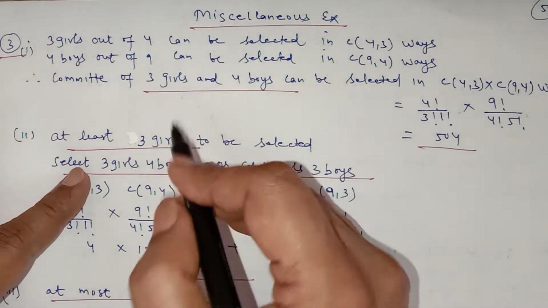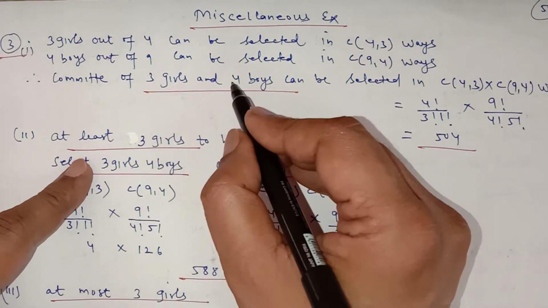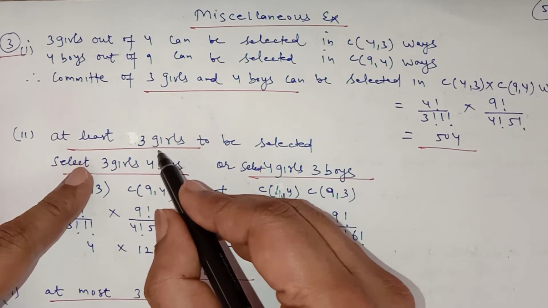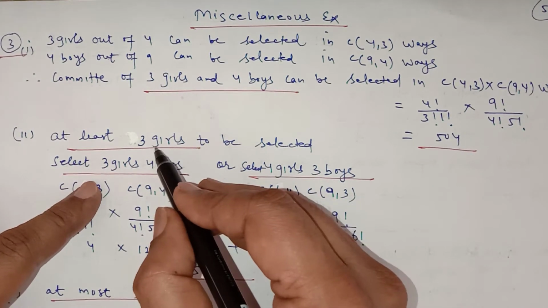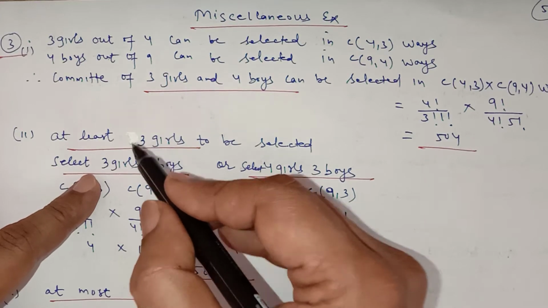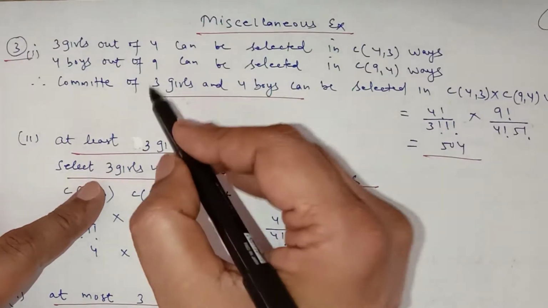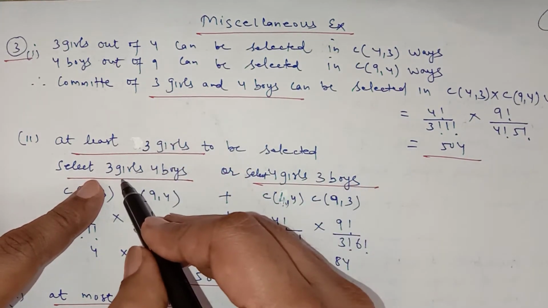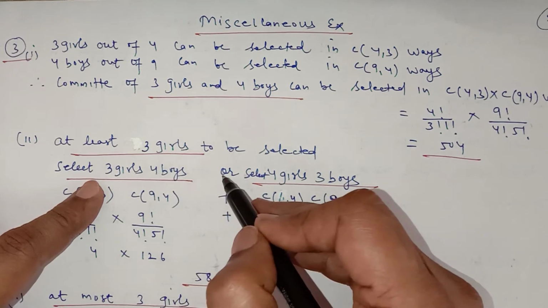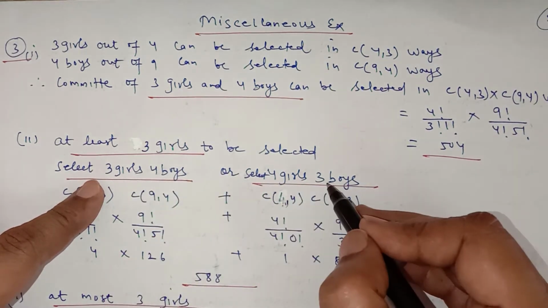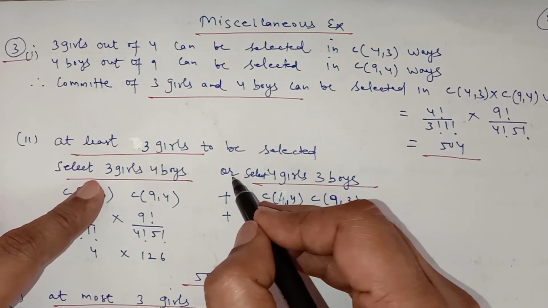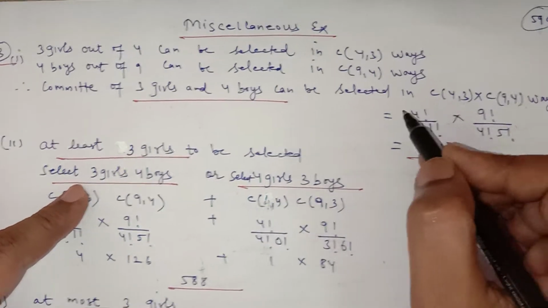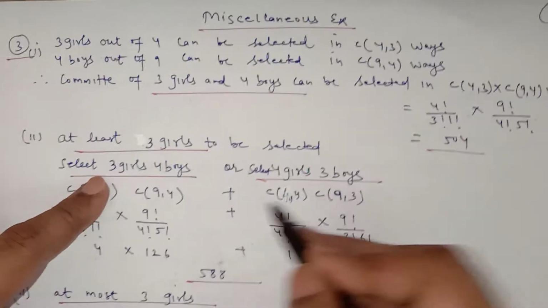In the second part, you have to select a team of 7 in which at least 3 girls should be there. At least 3 girls means it can be 3 girls or 4 girls, because we have only 4 girls. So a committee can have 3 or 4 girls. If we have 3 girls, then you have to select 4 boys, or when you are taking 4 girls, then you have to select only 3 boys. When there is an or word, it means there are different cases, so we put a plus sign. And if there is an and word, then it means a multiplication.